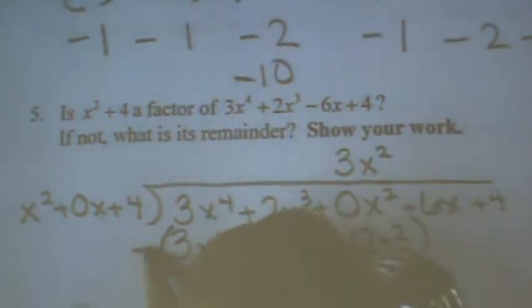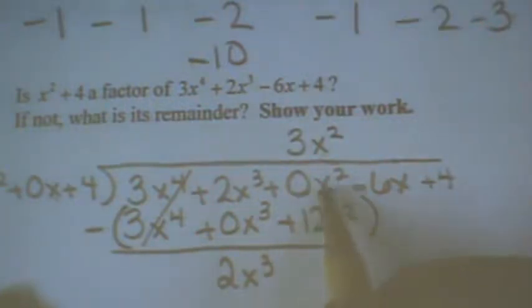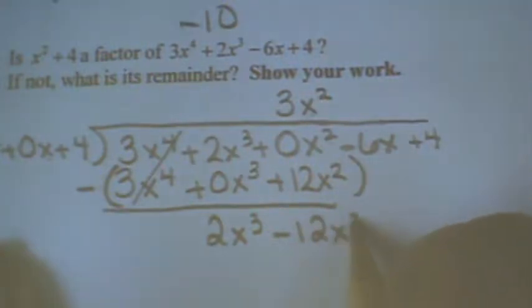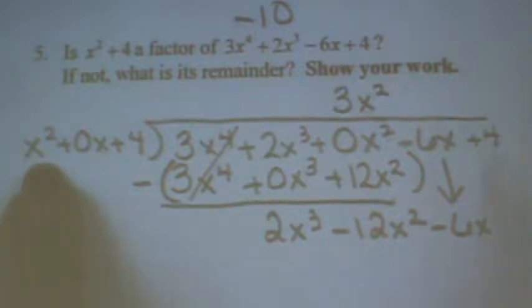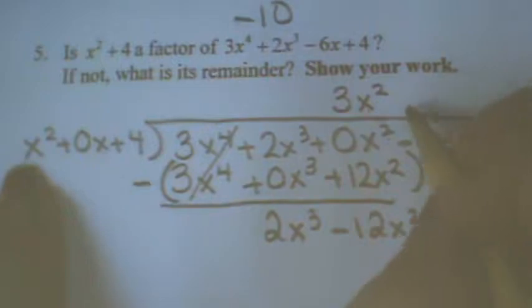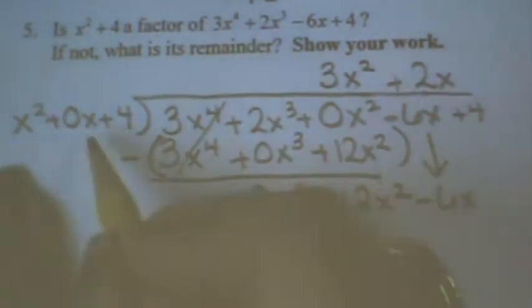Now what do I do with this? I subtract it. So 2x cubed minus 0x cubed is 2x cubed. And what's 0x squared minus 12x squared? It's -12x squared. Don't forget to subtract the whole thing. Now you always bring something down. I'm going to bring down -6x. So I have to multiply x squared times what is going to give me 2x cubed. I need a 2 and an x. So I'm going to multiply 2x times x squared.